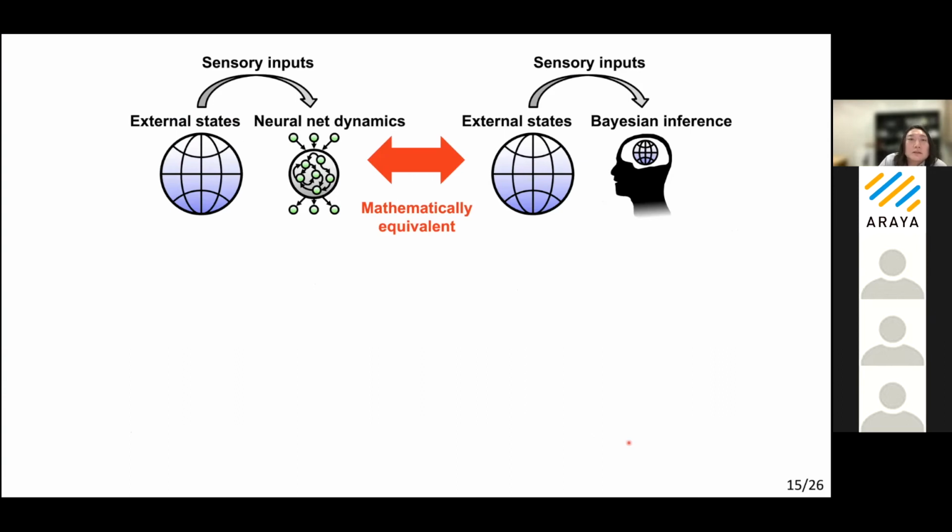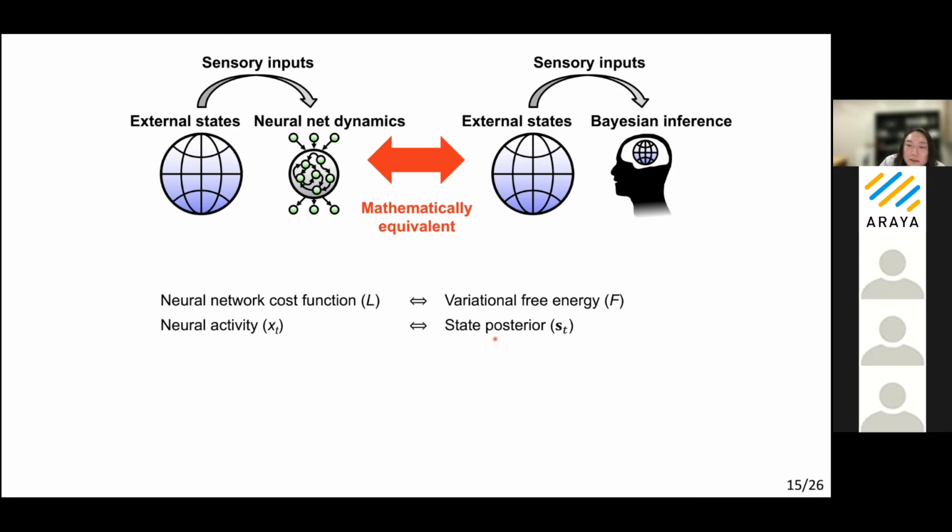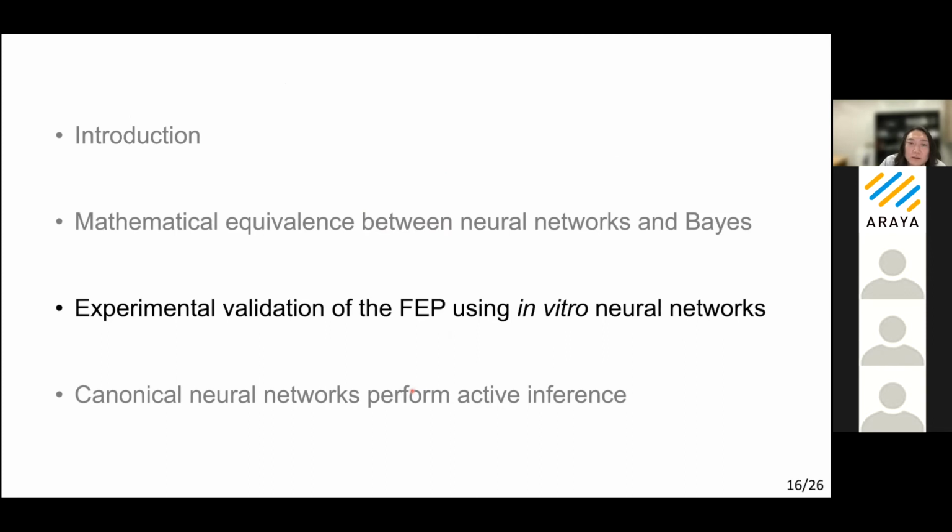Okay, so in sum, we show the equivalence between the neural network cost function and variational free energy, which means the formal correspondences between precise relationships of the quantities derived from those cost functions. So neural activity corresponds to state posterior, synaptic strengths correspond to parameter posterior, and firing threshold corresponds to state prior. Then I move to the next part, which addresses the experimental validation of this equivalence between neural networks and variational Bayes using an in vitro neural network.